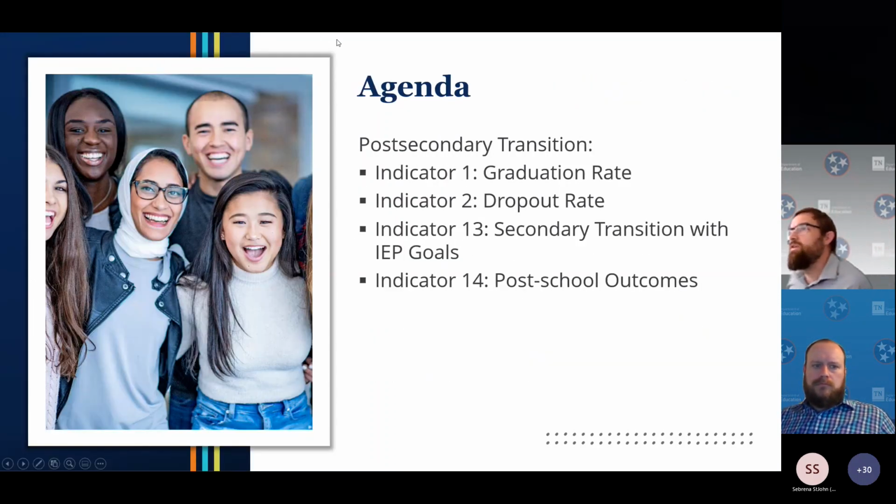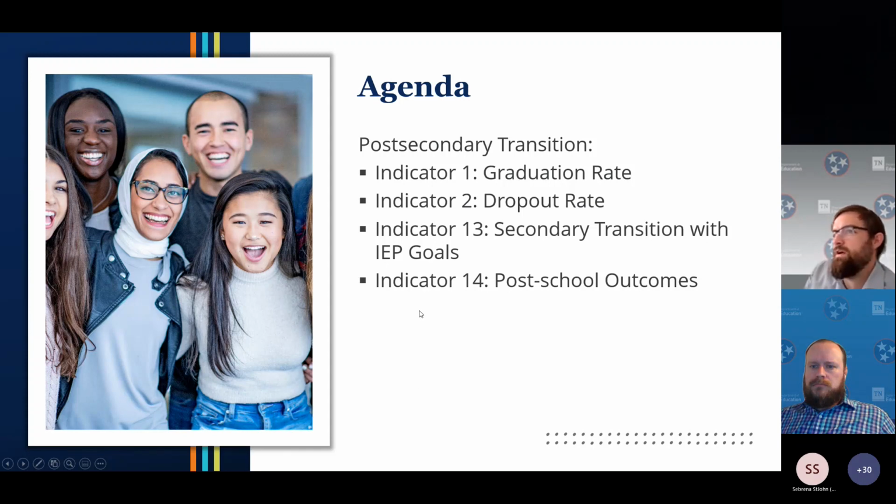As I said, today we're going to be talking about 4 of these indicators. These are all under the topic of post-secondary transition. So we're talking about indicator 1, which is graduation rate, indicator 2, which is dropout rate, indicator 13, which is secondary transition IEP goals, and indicator 14, which is post-school outcomes.